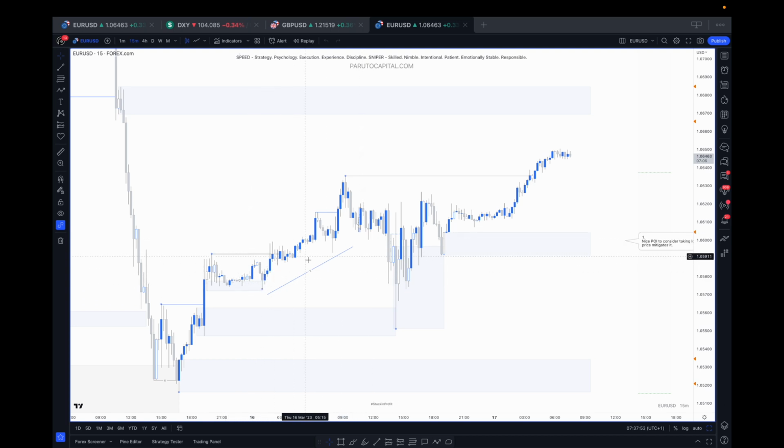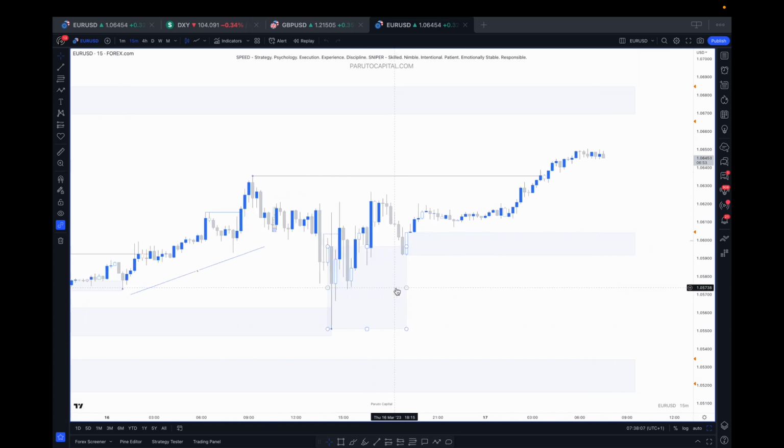Because a lot of traders would have been buying, London open buying and all of that, anticipating that this high is going to be taken out. So price swept all of that liquidity, giving us this nice sweep zone. Right now we have a sweep zone here, as you can see.